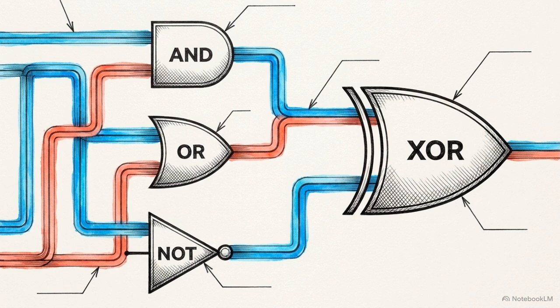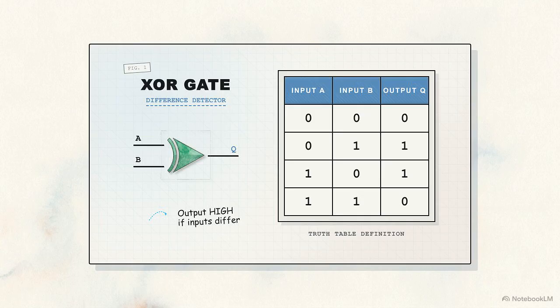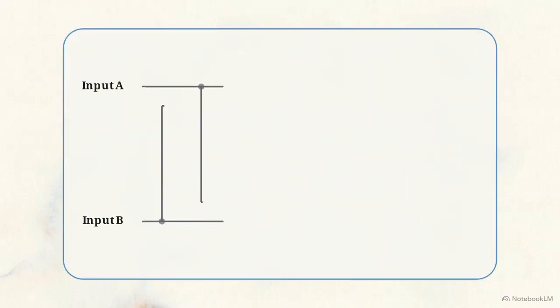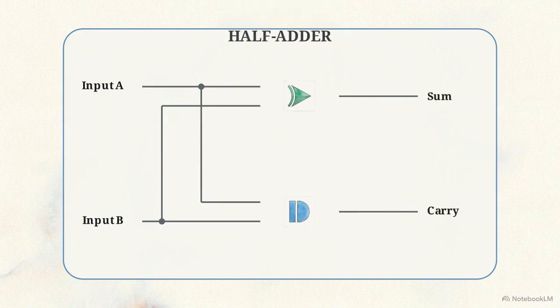Take the exclusive OR, or XOR gate. Its rule dictates that the output is high only when the two inputs are different from one another. This specific gate is critical because its behavior perfectly mirrors the mathematical rules of binary addition. Let's look at this logic circuit in action. By wiring an XOR gate and an AND gate together, engineers create a half adder.